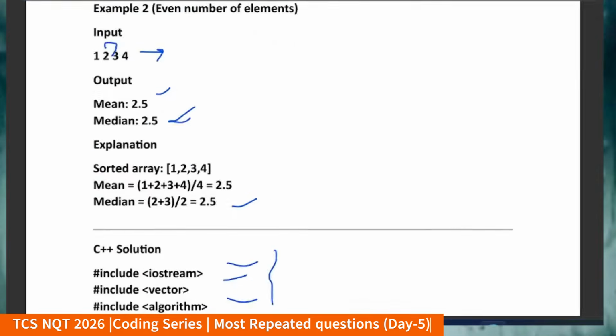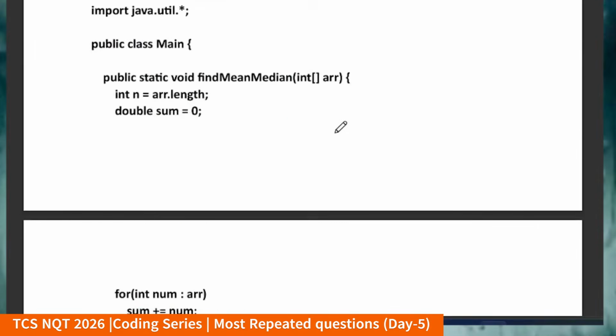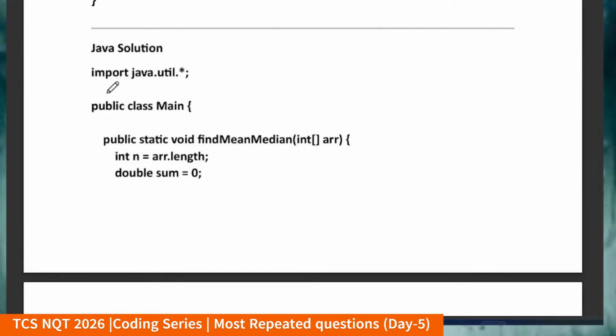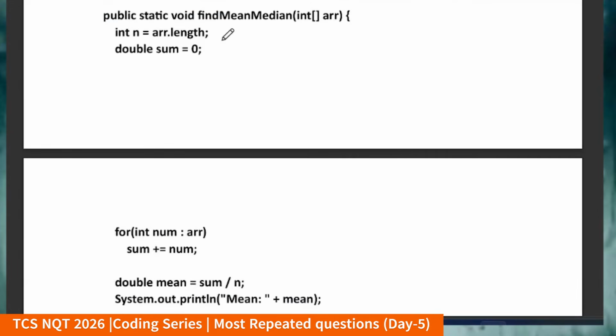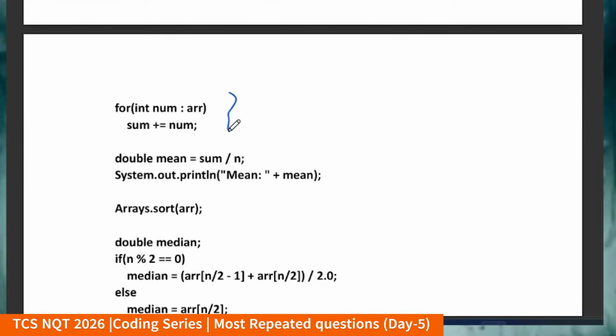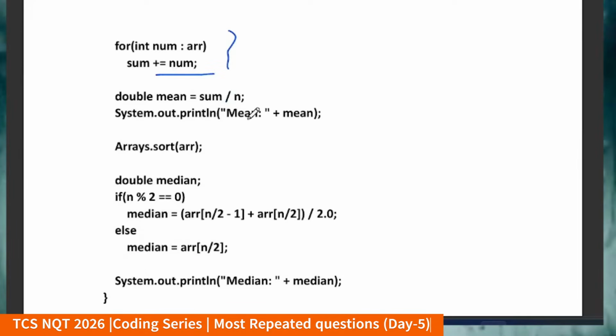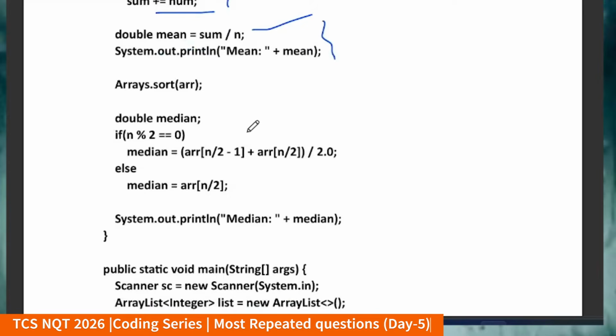Now let me discuss the Java and Python solution. So just easy: import java.util.*, declaring the main function, n equal to arr.length, that will be our size of the array, and double sum equal to 0. Now just traversing the array in the loop, and sum plus num. Now mean will be what? Sum by n. So you will get the mean, and for the median you have to sort the elements.